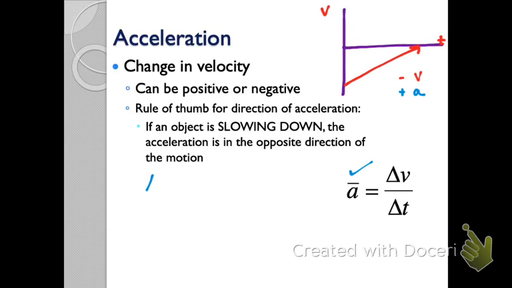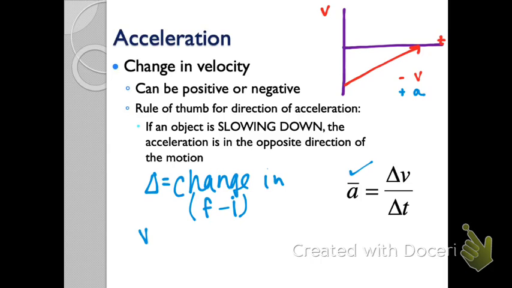What does the delta mean? Good. Change in. It always means final minus initial. Okay, so I'm going to give you an example here that looks like our graph. Let's say that my initial velocity is negative 10 meters per second, and my final velocity is 0, right? Would you believe me that I'm slowing down there? Going from negative 10 to 0. Let's say that it took me 5 seconds to do it.